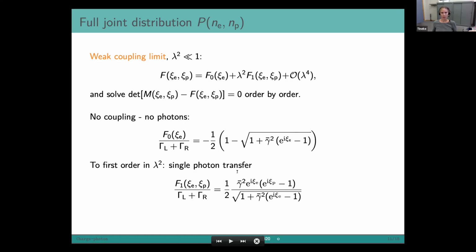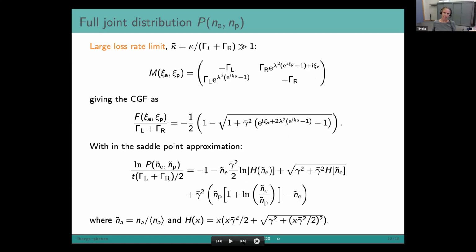Now, if you have coupling, you have single photon transfer. You see that for single photon transfer, you can see how this is done here.